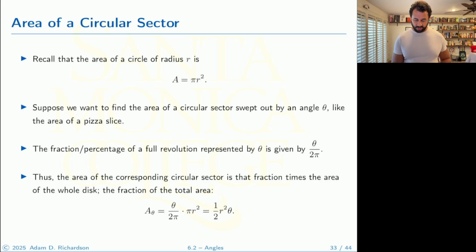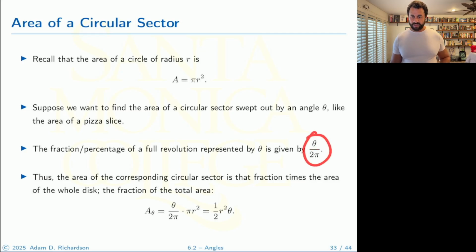So suppose we want to find the area of a circular sector that is swept out by some angle theta. You know, like you want to find the area of a pizza slice. So you got a pizza in front of you. What is the area of a slice? Well, how do we do it? Well, what we're going to do is we're just going to take a fraction or a percentage of a full revolution and then multiply the area by that fraction. So a full revolution is 2 pi radians, and the angle that you're interested in is theta.